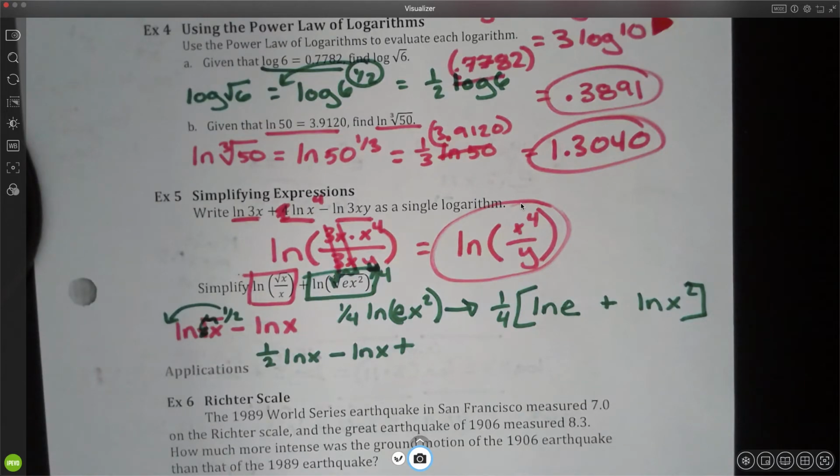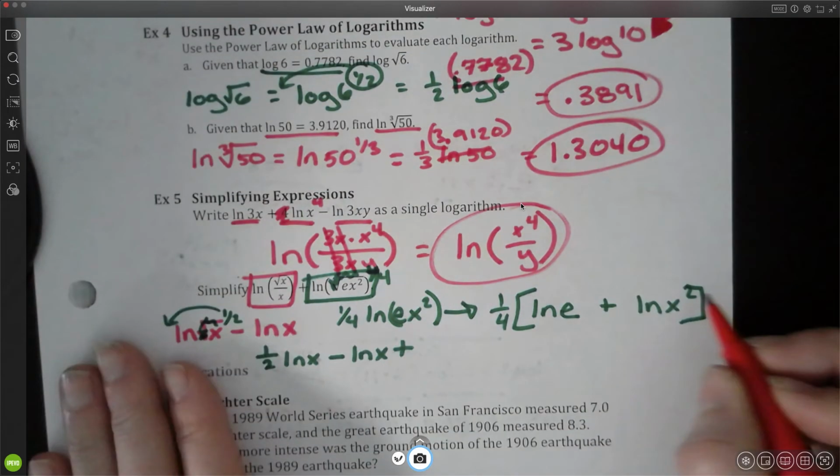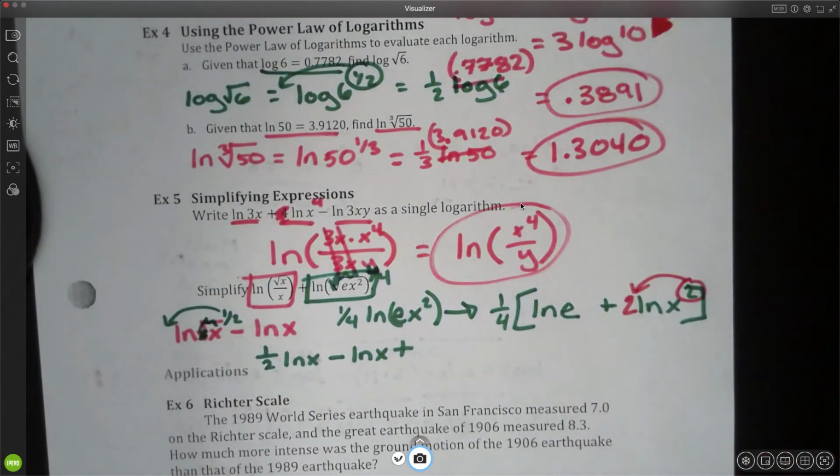Okay, so let's backtrack this a little bit. We took the 4th root, made him 1/4, moved him down in front. Now we want to separate the e and the x squared. And to do that, multiply means add. So I'm going to separate them into addition between the two. But the reason why I put the 1/4 all the way out in front and put brackets around this is because 1/4 goes with ln e and 1/4 goes with ln x squared. Does that make sense? One more thing we can do, ln x squared. Make it 2 ln x. The 2 is going to come in front. You see that?